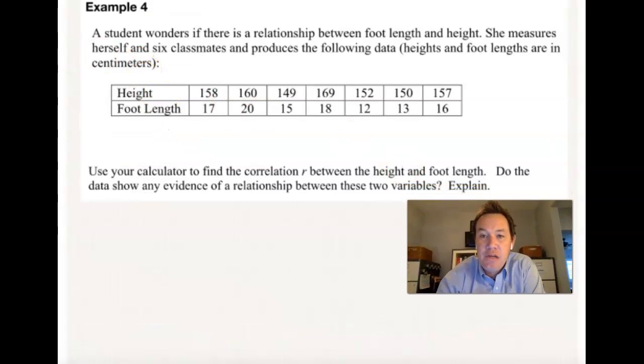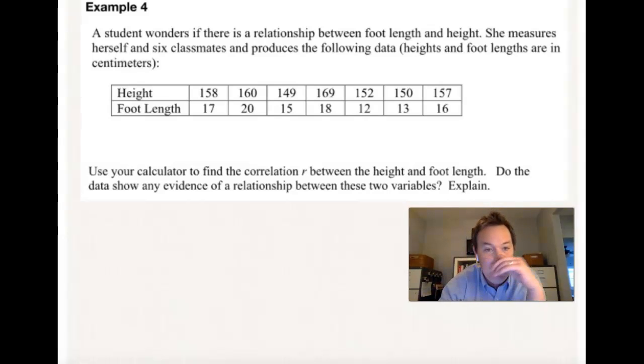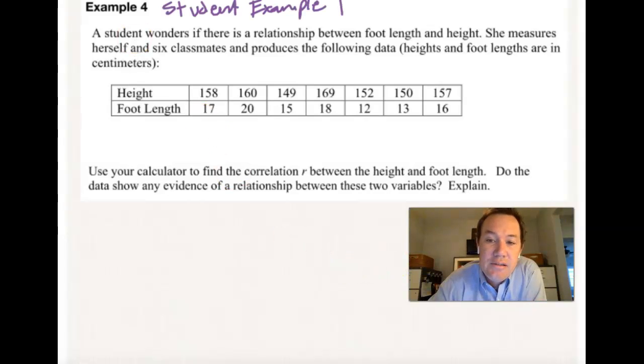A student wonders if there is a relationship between foot length and height. She measures herself and 6 classmates and produces the following data. So use your calculator to find the correlation between height and foot length, and do the data show any evidence of a relationship between these two variables? Explain. So I want you to go ahead and take a second and try this one. We'll call this student example 1.